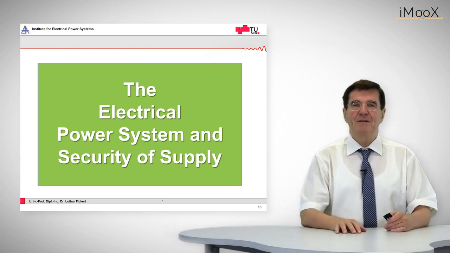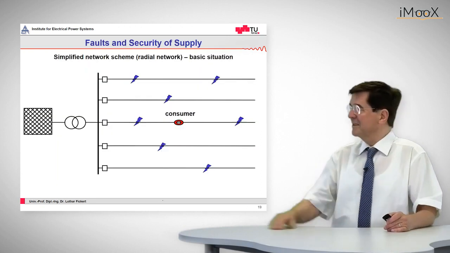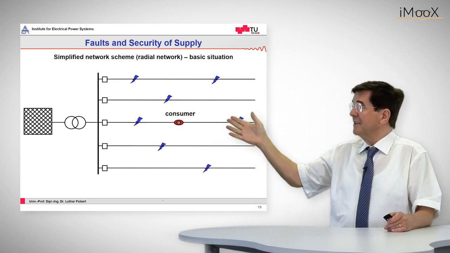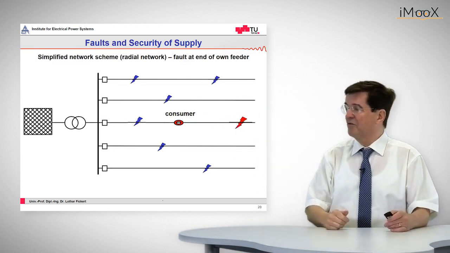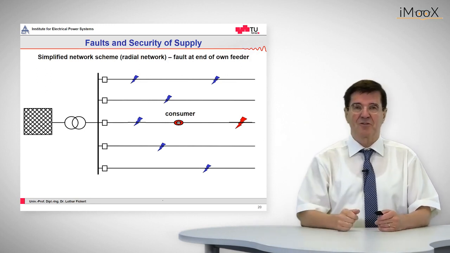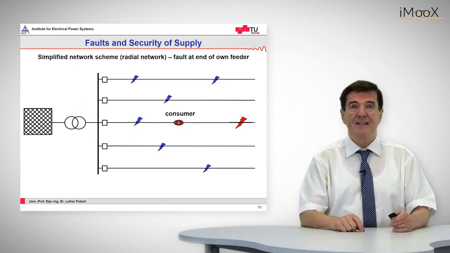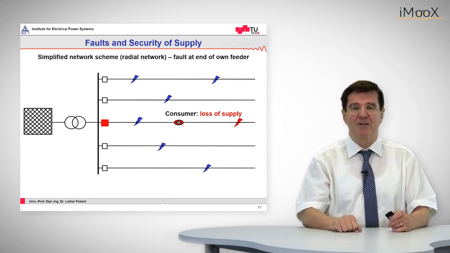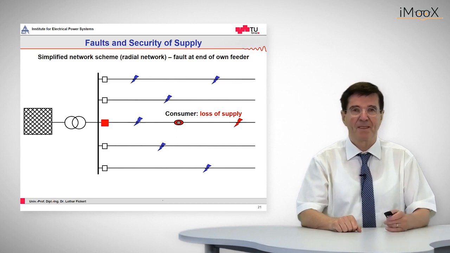Now let's see what the influence of electrical faults is on the security of supply. We see here a simple example, which serves as a very good model of a radial network, and we look at what happens to the consumer if a fault occurs downstream from that consumer. The fault has just occurred, the color of the arrow has changed to red, and now the protection of this feeder will detect it and trip out the feeder of the consumer. That means the consumer experiences a loss of supply.